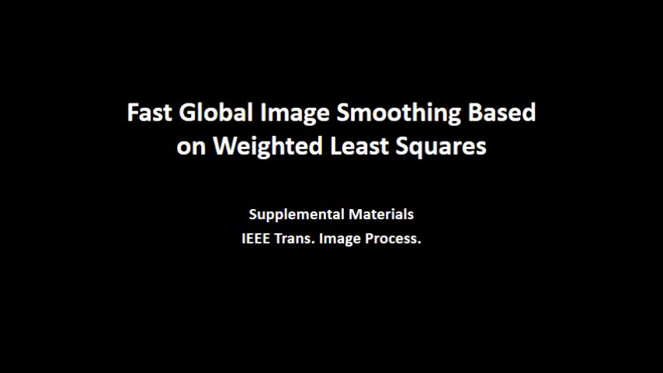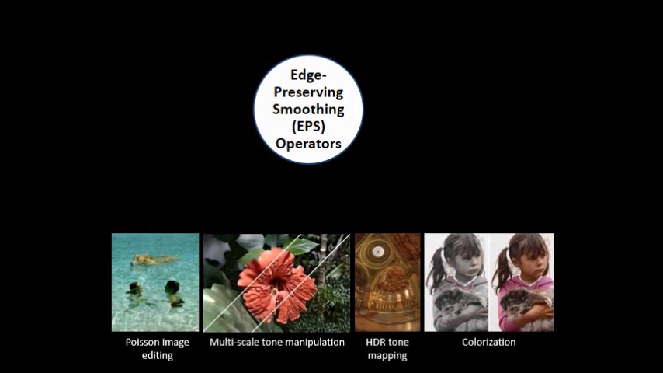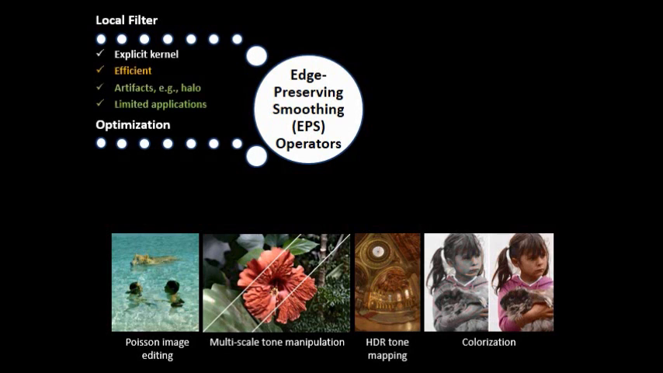We present an efficient global smoother for computational photography, a tool that requires the fundamental task of decomposing an image into a piecewise smooth layer and a detail layer. Over the last few decades, several edge-preserving smoothing operators, known as EPS operators, have been proposed. They have been applied to various computer graphics and computational photography applications.